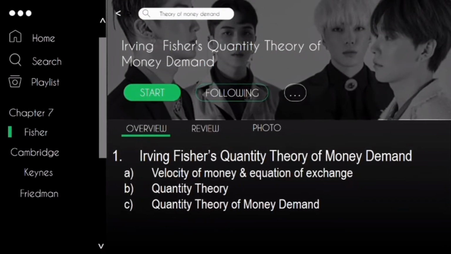The classical theories of money demand are Irving Fisher's quantity theory of money demand, the Cambridge theory of money demand, and Keynes' liquidity preference theory. In Irving Fisher's quantity theory of money demand, there are three parts, which are the velocity of money and equation of exchange, the quantity theory, and the quantity theory of money demand.